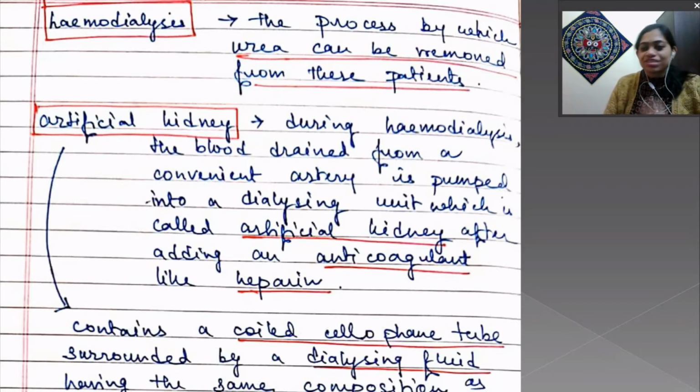Blood हम कोई भी convenient artery से पंप करके बॉडी से निकाला जाता है, and it goes into the dialyzing unit which is called the artificial kidney. So the instrument is called artificial kidney, after adding some anticoagulant ताकि वो जो blood body के बाहर आ रहा है वो coagulate ना हो जाए, clot ना हो जाए, right?